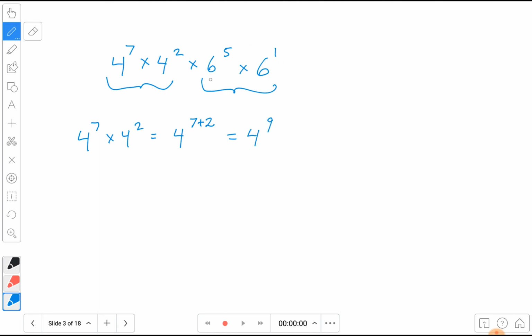And we can do the same thing here with the 6's. So 6 to the power of 5 times 6 to the power of 1. Because the bases are the same, we can simply add the exponents. So this is equal to 6 to the power of 5 plus 1. 5 plus 1 is 6, so this is 6 to the power of 6. So now we can write this out. This right here is equal to 4 to the power of 9 times 6 to the power of 6.